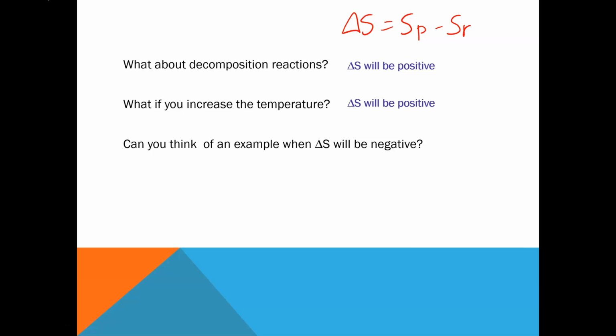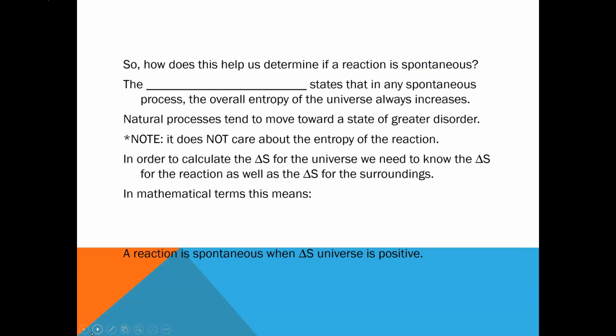Can you think of an example when delta S would be negative, or my reactants would have more entropy than my products? I would say go backwards. Two gases react to form a solid. You are getting something that has very much randomness and a lot of disorder, making something that is more orderly and more organized. That would give you a negative delta S.